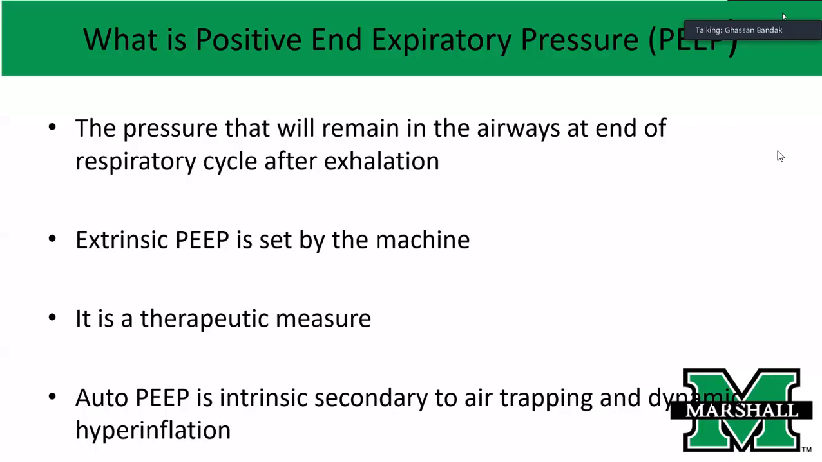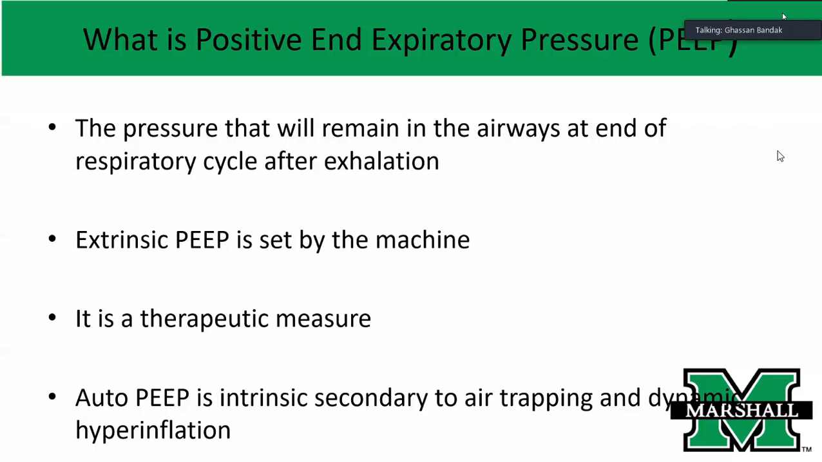The PEEP we do is extrinsic. We force it on the patient through the ventilator, okay? Extrinsic PEEP is a therapeutic measure. You use it for a purpose, to recruit lung and improve oxygenation, okay? Now, auto PEEP is an intrinsic PEEP, and it's secondary to air trapping and dynamic hyperinflation.